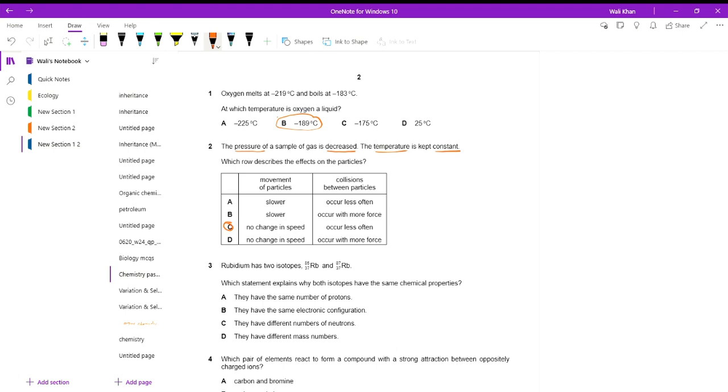Next. Rubidium has two isotopes, rubidium 85 and 87. Which statement explains why both isotopes have the same chemical properties? If you remember the properties of isotopes, the options are: they have the same number of protons, they have the same electronic configuration, they have different numbers of neutrons, they have different mass numbers. Both of them have the same electronic configuration. So the best suitable option is B.